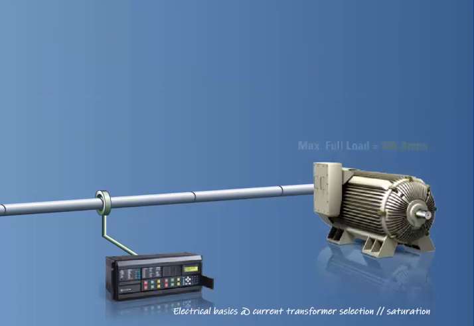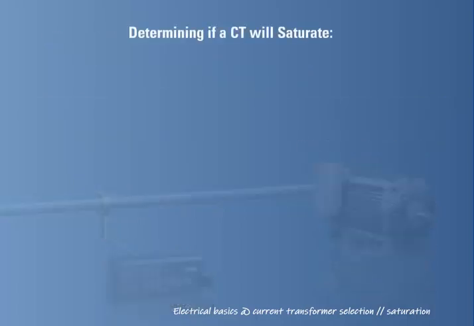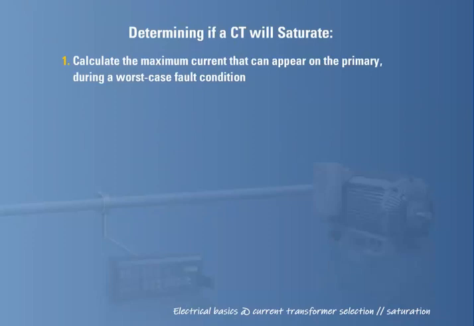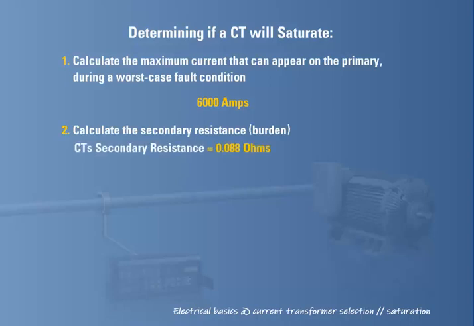The first step in determining whether a CT will saturate is calculating the maximum current that will appear on the primary of the CT under a worst-case fault condition. The maximum fault current at the load is determined by a fault study, and in this case was determined to be 6,000 amps. Next, we will calculate the secondary resistance, or burden, using the stats provided. The phase CT's secondary resistance, that is, the resistance of the windings on the CT, is equal to 0.088 ohms.